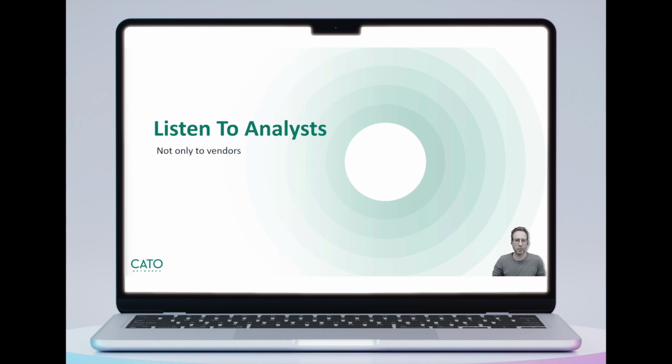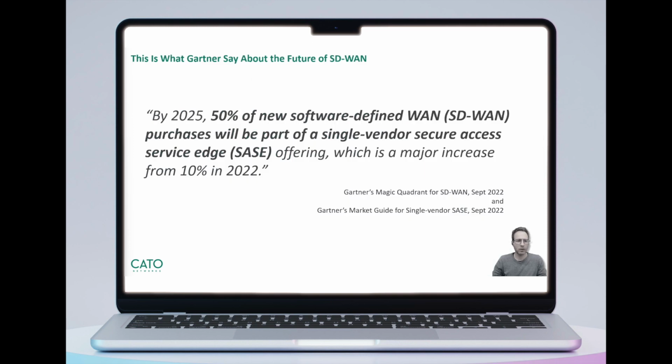I'd like to close this part with a quote from Gartner. And it's always good to listen to the analyst more than you listen to the vendors, obviously, because we are not objective, nor do we pretend to be. This is what Gartner said: By 2025, 50% of new software-defined wide area network purchases will be part of a single vendor secure access service edge, or SASE, offering, which is a major increase from 10% in 2022.